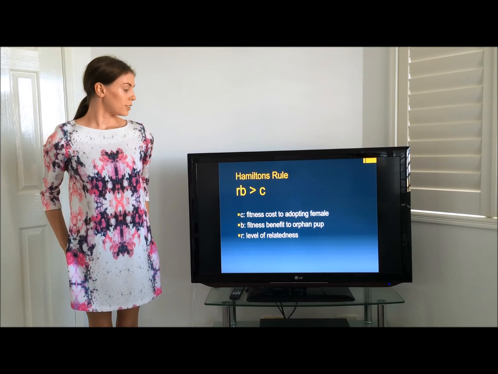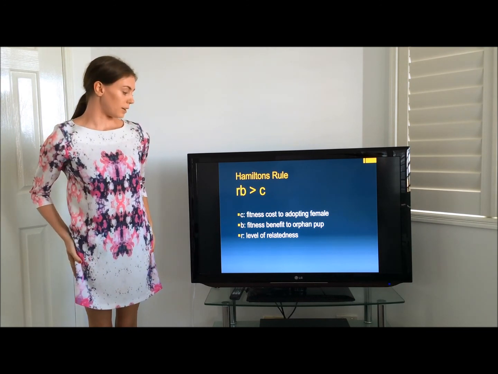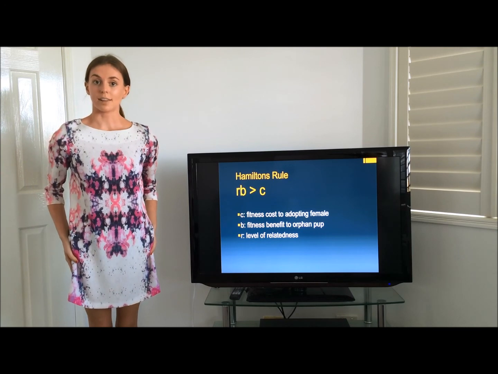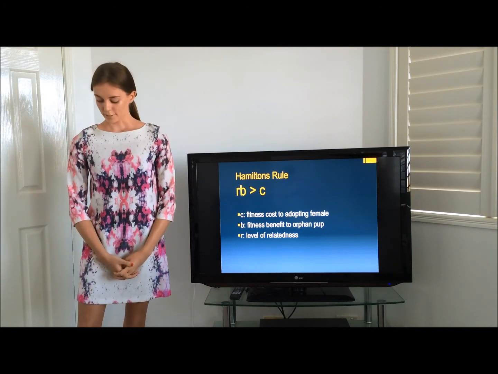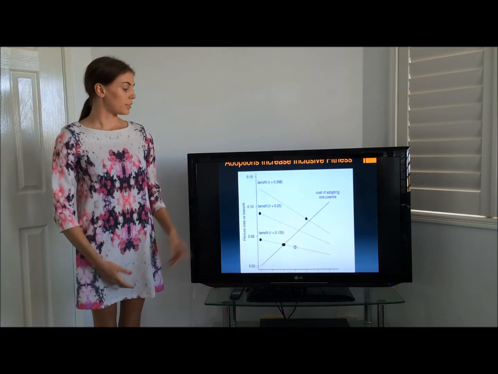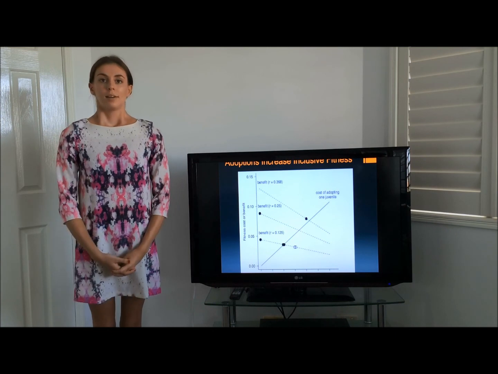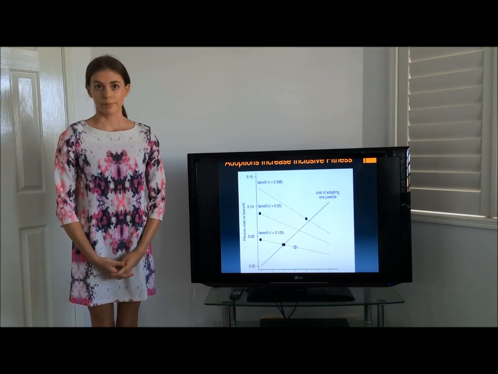If the fitness cost to the adopting female is lower than the fitness benefit to the orphan times the level of relatedness, then Hamilton's rule is satisfied. There are 5 cases where females adopted an orphaned pup, and these are represented by the solid dots. In each of these, the adoptive mother was closely related to the deceased mother.